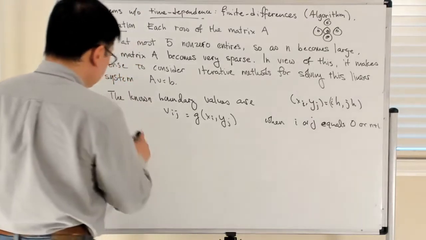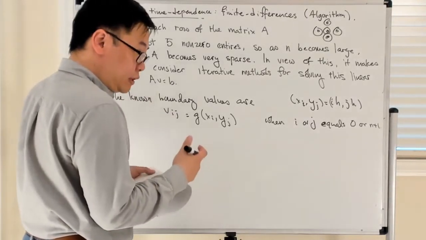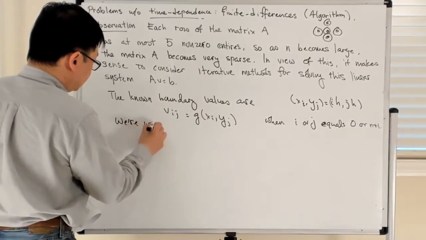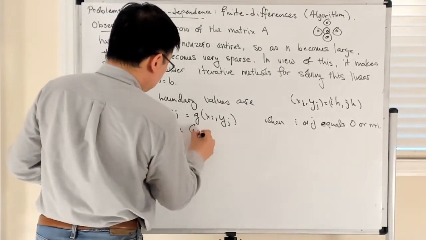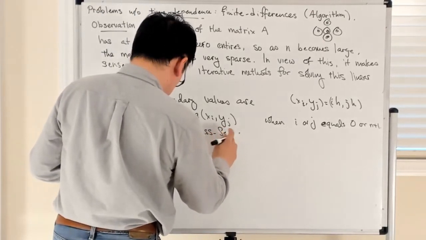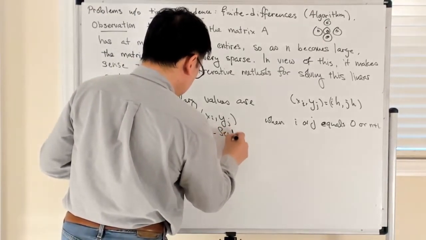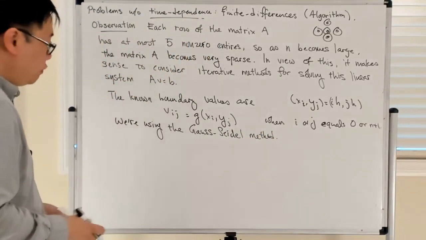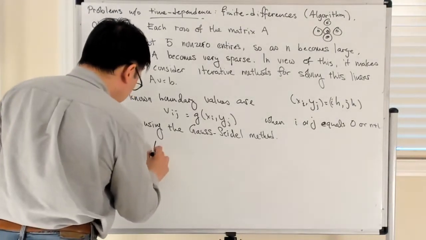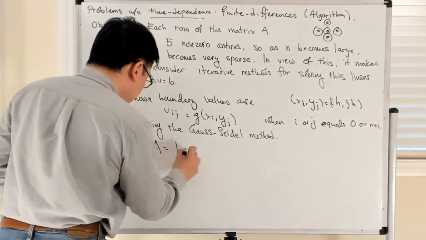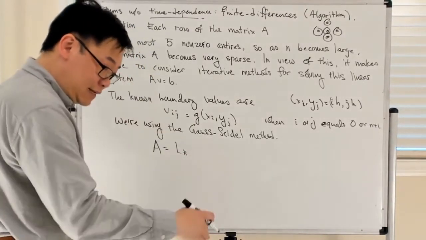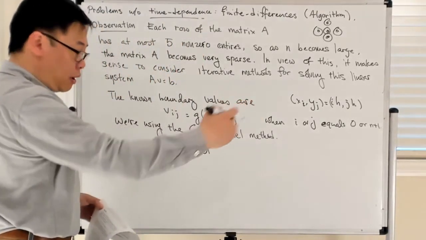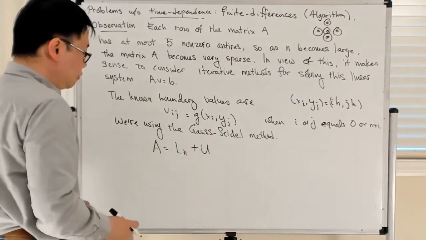So we're going to solve this iteratively by using what is known as the Gauss-Seidel method. The Gauss-Seidel method is a fixed point iteration, so let me briefly remind you of how this goes. I'm going to write this matrix A as L star, which is a lower triangular matrix with the diagonal, plus U, which is the strictly upper triangular part of the matrix. So I can write A as L star plus U.